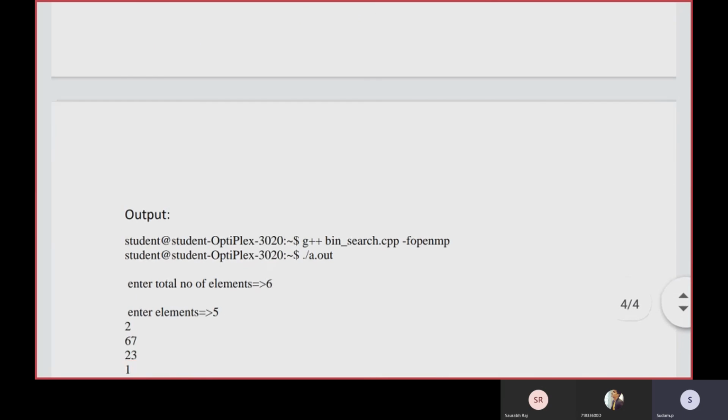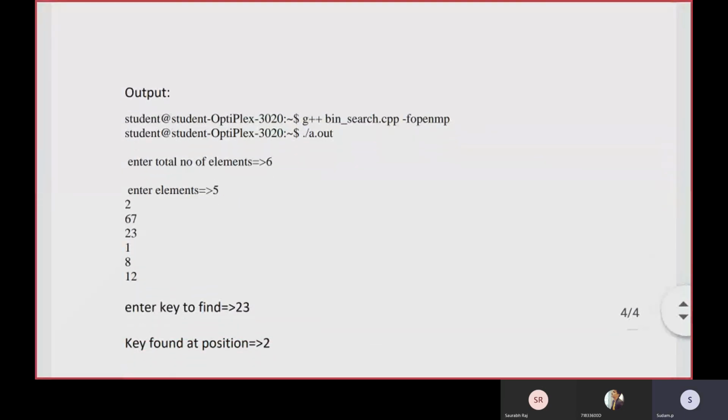And how to compile this program, you know already. That is using OpenMP: g++ binary search.cpp -fopenmp. If there are no errors, ./a.out, enter total number of elements. I have entered 6. Enter elements 5, 67, 23, then 1, 8, and 12. If you see there, I have entered 7 elements, I think. Then enter key to find, 23 for example. Then key found at position 2.